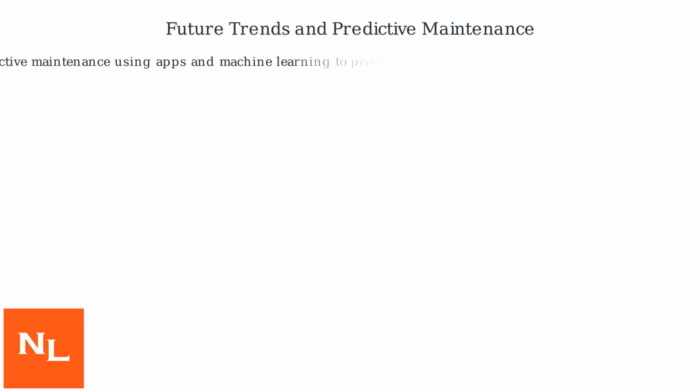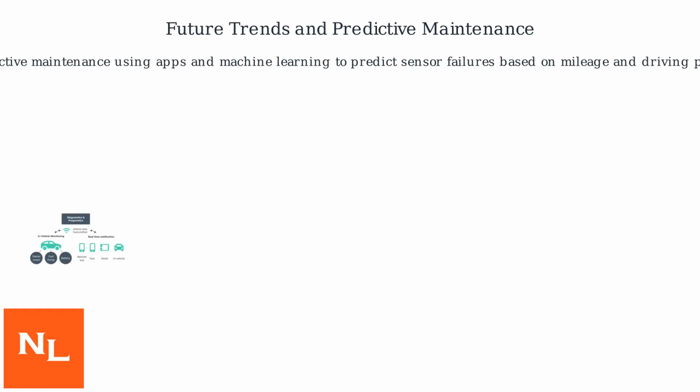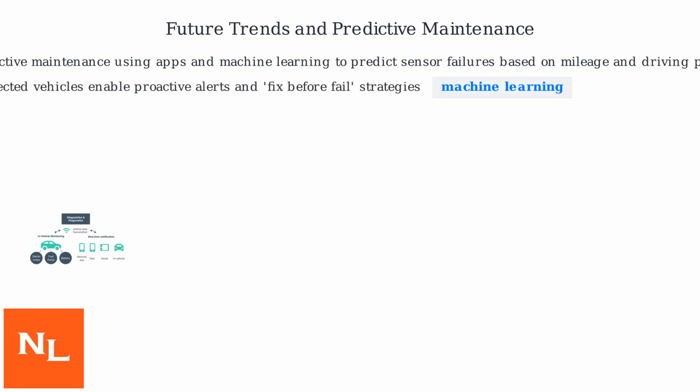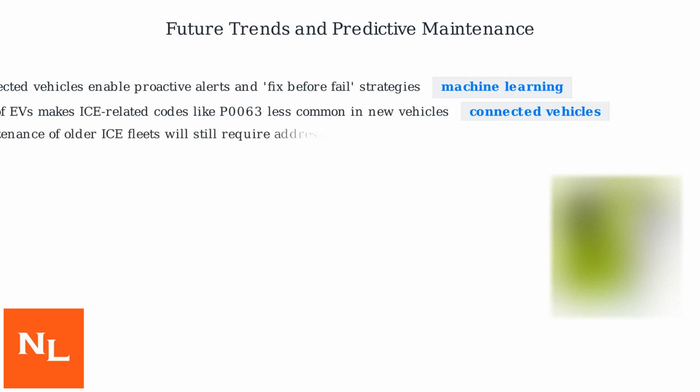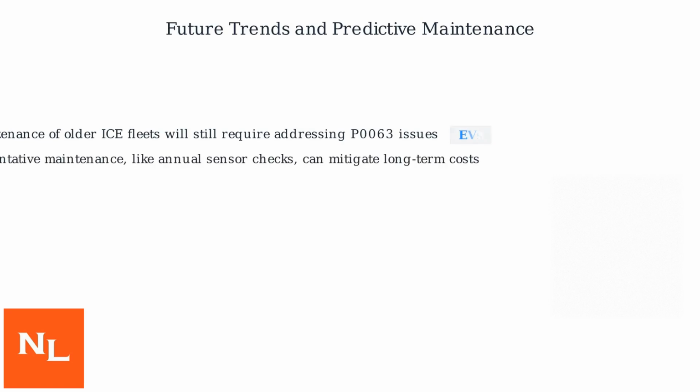The future of P0063 diagnostics involves predictive maintenance, using apps and machine learning to predict sensor failures based on mileage and driving patterns. Connected vehicles allow for proactive alerts and fix-before-fail strategies. While the rise of EVs will make ICE-related codes less common in new vehicles, maintenance of older fleets will still require addressing P0063 issues. Preventative maintenance, like annual sensor checks, can mitigate long-term costs.